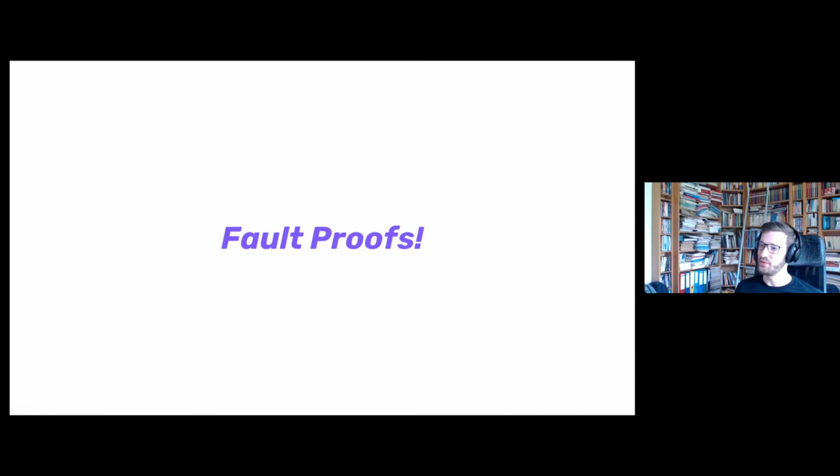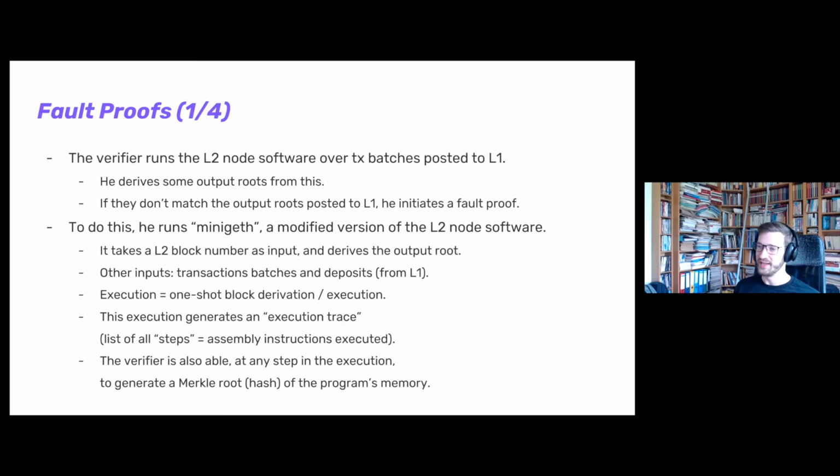Okay, let's talk about fault proofs. So far we said that fault proof is the challenge mechanism, and we didn't really say how it worked. We left it a little bit vague. Now I want to explain. This is maybe the most technical part, but I'll try to keep it simple. The verifier runs the L2 node software, just like we said before. It's a replica of the sequencer. It checks over the sequencer's work. And if it finds an output route that's different, it initiates the fault proof.